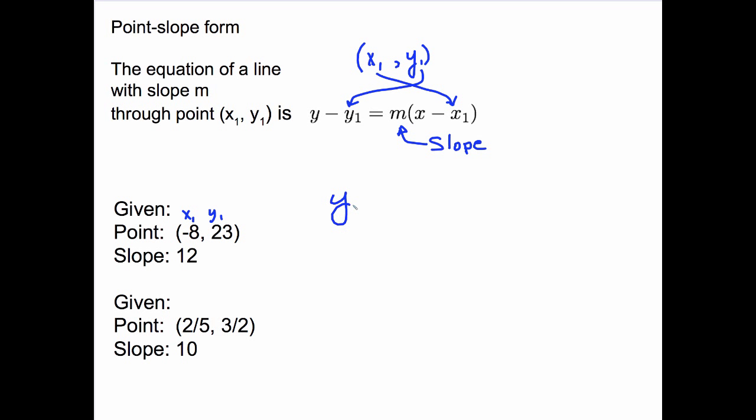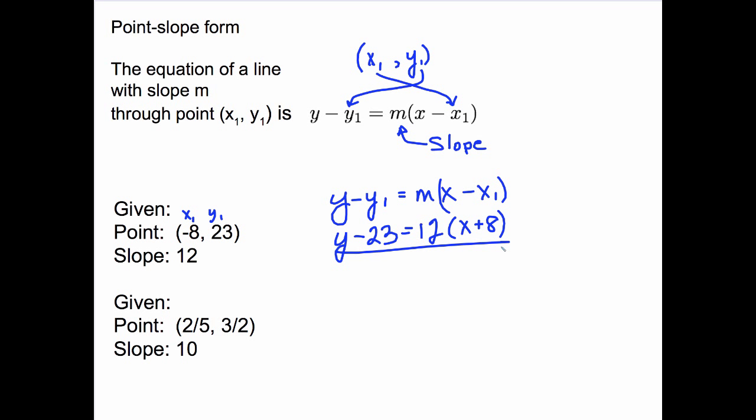Okay, so we'll use y minus y1 equals m times (x minus x1). Here the slope is 12, and the x-coordinate of the point is -8, so x minus -8 is like x plus 8. And then this will be y minus y1. y1 is 23, and there's our equation. For this next one, we'll start with y minus y1, that's 3/2, equals m, the slope, 10 times (x minus x1), which is 2/5. And there are the two equations.